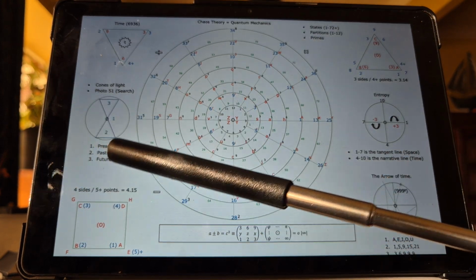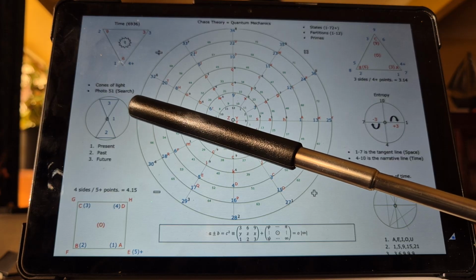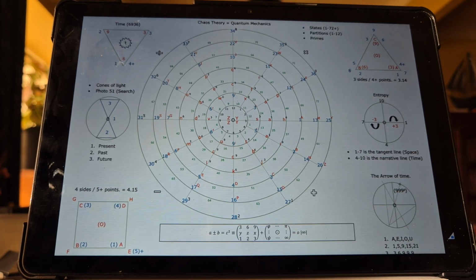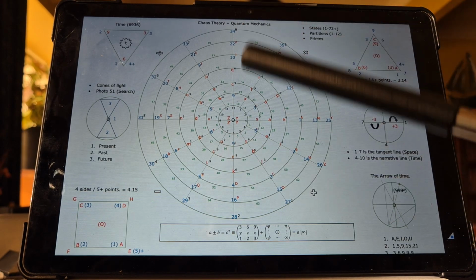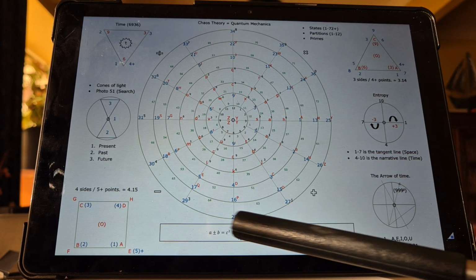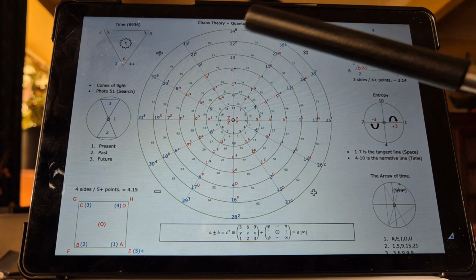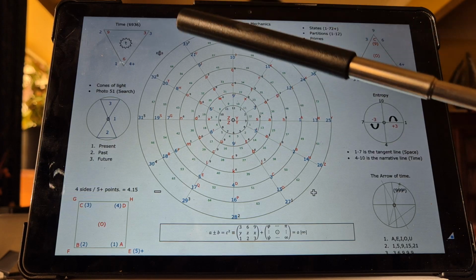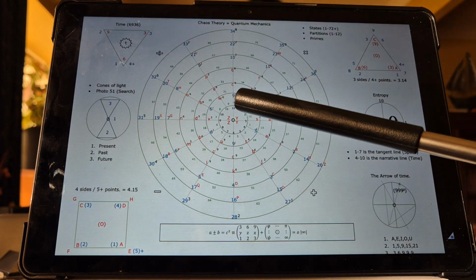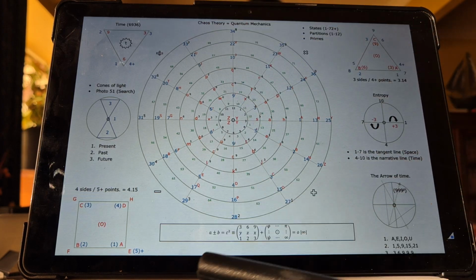So the interpretation, as I was talking about before, 1 is the present, 2 is the past, and 3 is the future. And that's represented in this diagram. The cones of light, which I was talking about, I've already kind of explained. This here is the future, this here is the past, and everything is created at the present. Now you'll look down here and you'll say, why is there a square, not a triangle? Why is there a square?